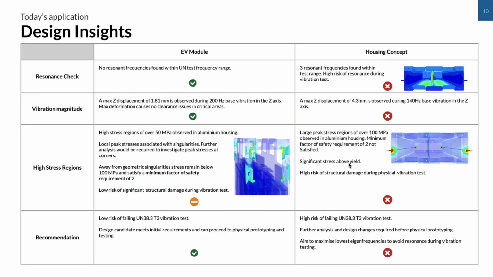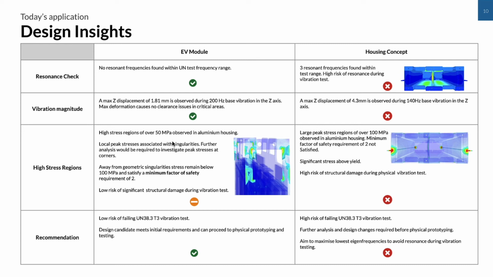Okay, so let's put ourselves in the position of a design engineer. If we're looking at the EV module, there were no resonant frequencies within the test frequency range. The displacements were quite low, all the way up to 200 hertz, which is the very limit, where the most critical frequency was.